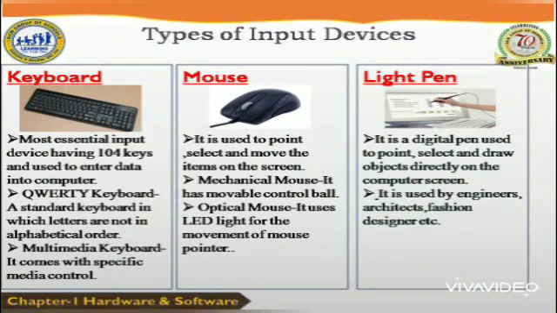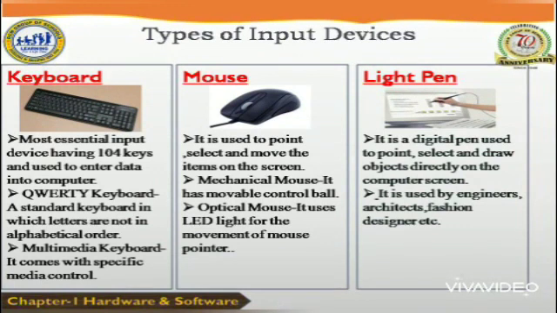First is keyboard. I believe you are already familiar with this device. It has 104 keys and there are two types of keyboard, QWERTY keyboard and multimedia keyboard. In QWERTY keyboard, letters are not arranged in alphabetical order, and in multimedia keyboard, it comes with a specific media control, for example, play pause button and volume button.